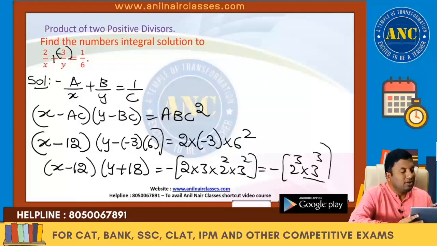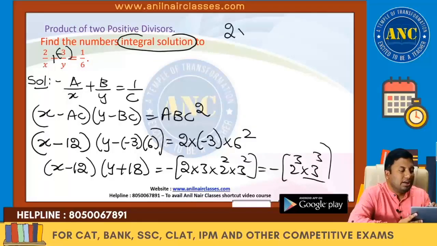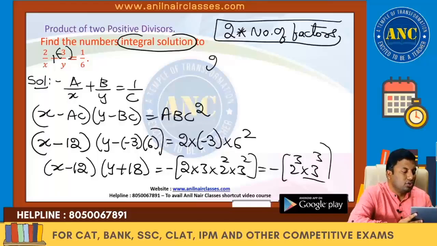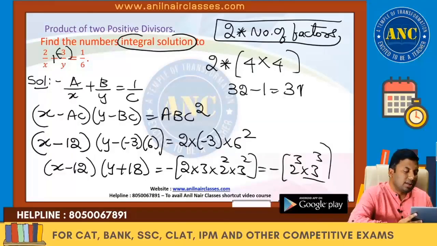Now variables are present in the question and it is an integral solution. Integral solutions means it is 2 times the number of factors. So 2 times the number of factors is nothing but 4 into 4 into 2, that is 16 2s are 32, 32 minus 1, 31.